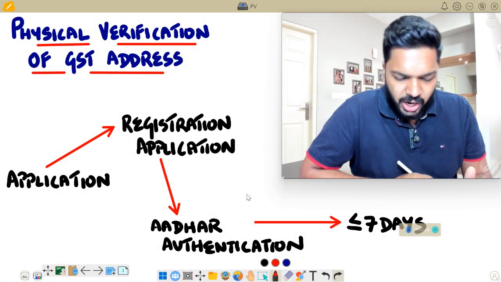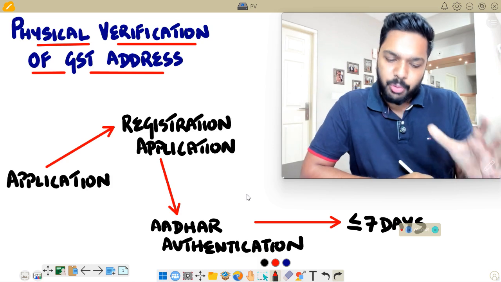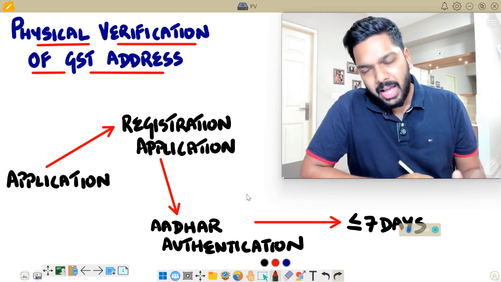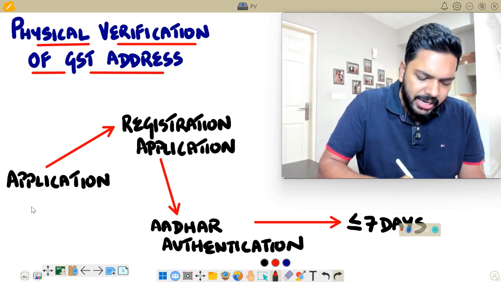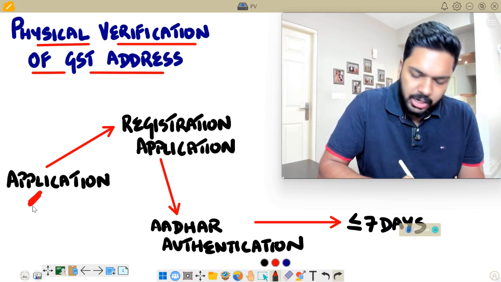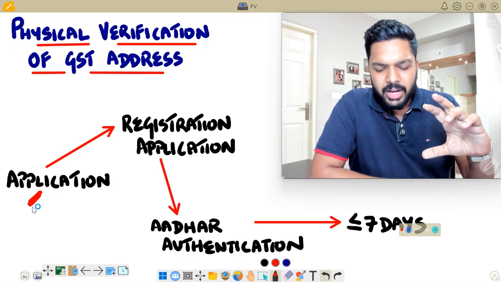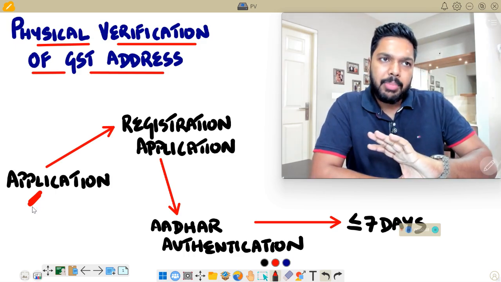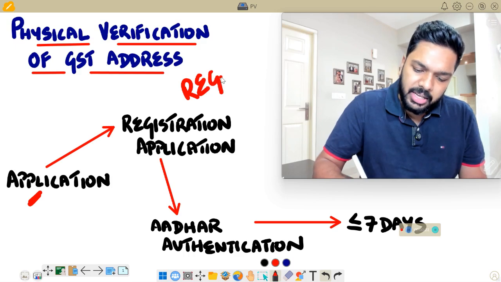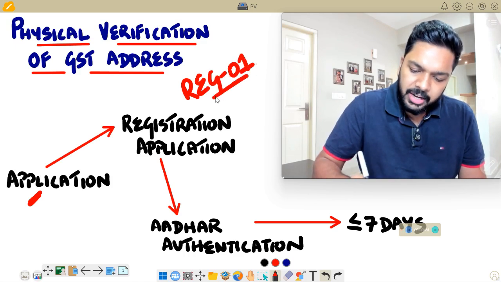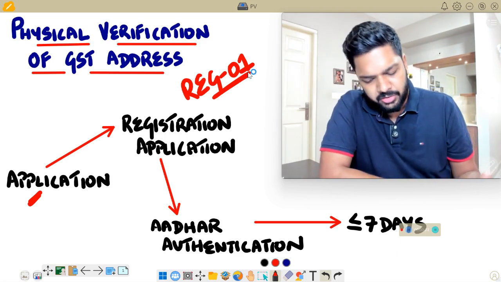So in this video, we'll try and understand the physical verification provisions under GST at the time when you apply for a GST registration. Say you, being an individual or a firm or a company, are trying to get a GST number, and therefore make out an application for GST registration in REG-01. This is the form for applying for a GST registration.